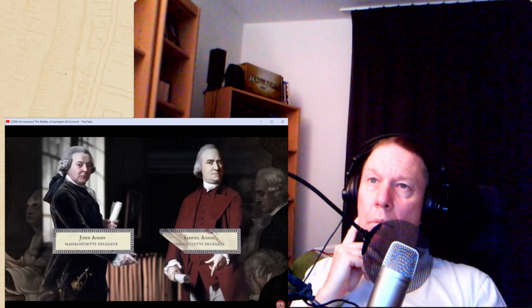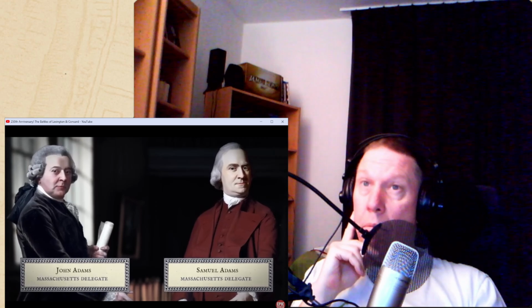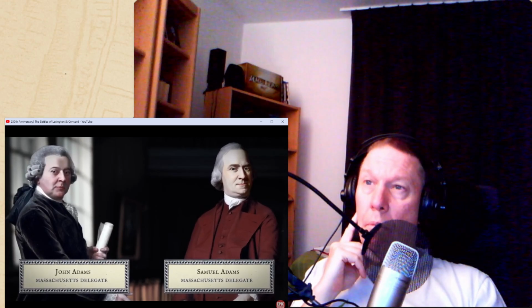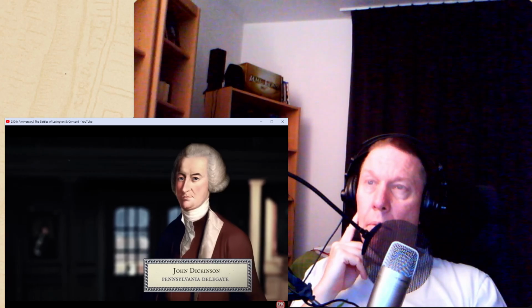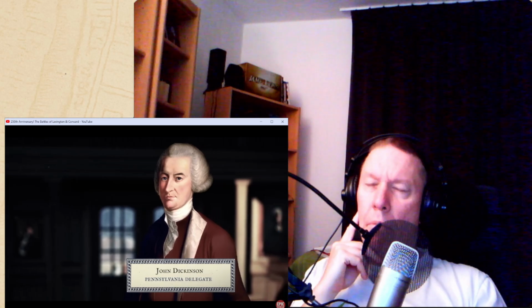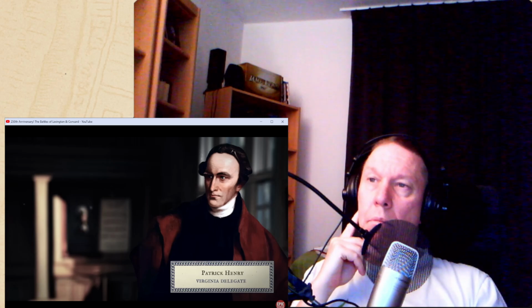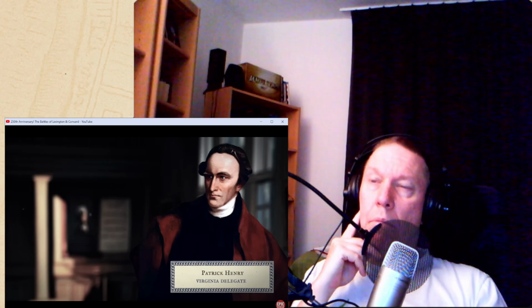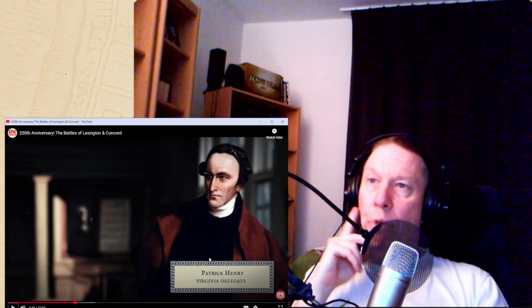John and Samuel Adams of Massachusetts, self-made men incensed by the British occupation of their colony. John Dickinson, a moderate from Pennsylvania who seeks reconciliation with Britain. And Patrick Henry, the radical from Virginia, who holds what for most is still an extreme position: total independence from Great Britain. Different opinions among those four.